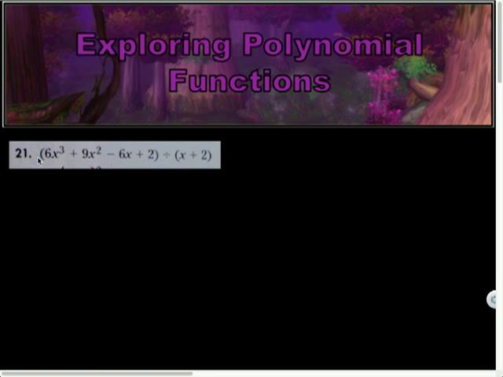Here I've got 6x cubed plus 9x squared minus 6x plus 2. I'm dividing by x plus 2, and they said, divide using synthetic division and write your answer in the form dividend equals quotient times divisor plus remainder. So let's do that. In the box, I throw a little -2 there. It doesn't look like I need any placeholders, so I'll put a 6, 9, -7, positive 2.